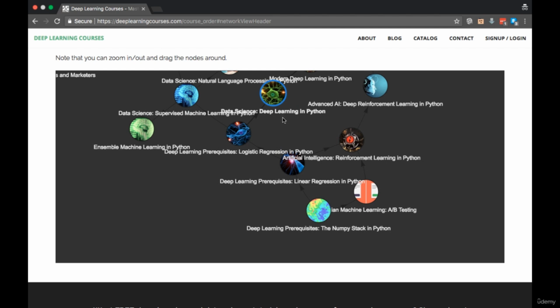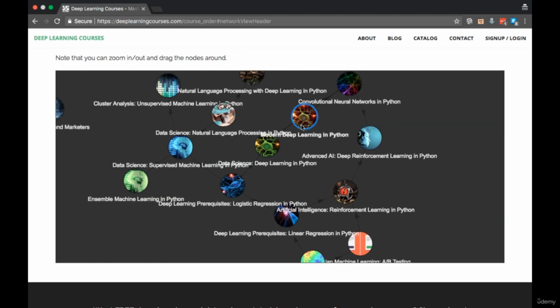This course teaches you how neural networks work and basic fundamental operations like backpropagation. Once you know the basics of deep learning, you can move on to Deep Learning Part 2, or Modern Deep Learning in Python. This is the same image, but in a darker color to signify that it's a continuation of the previous course. As the title suggests, this course is all about modern developments in deep learning.